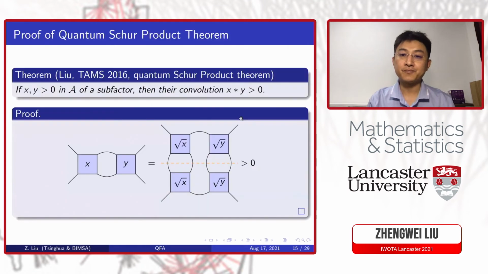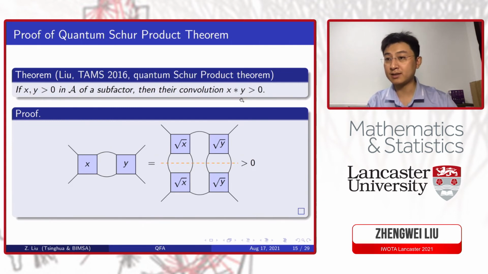And furthermore, in subfactor theory, we have this unique trace. It gives you a measure. So we can also study analysis. And actually, the inequalities we mentioned above, like the Hausdorff-Young inequality, they all work in this quantum setting. Now here, I will give you one proof, and the only proof in this talk, for this quantum Schur product theorem, the one we applied to get this analytic obstruction of categorification.